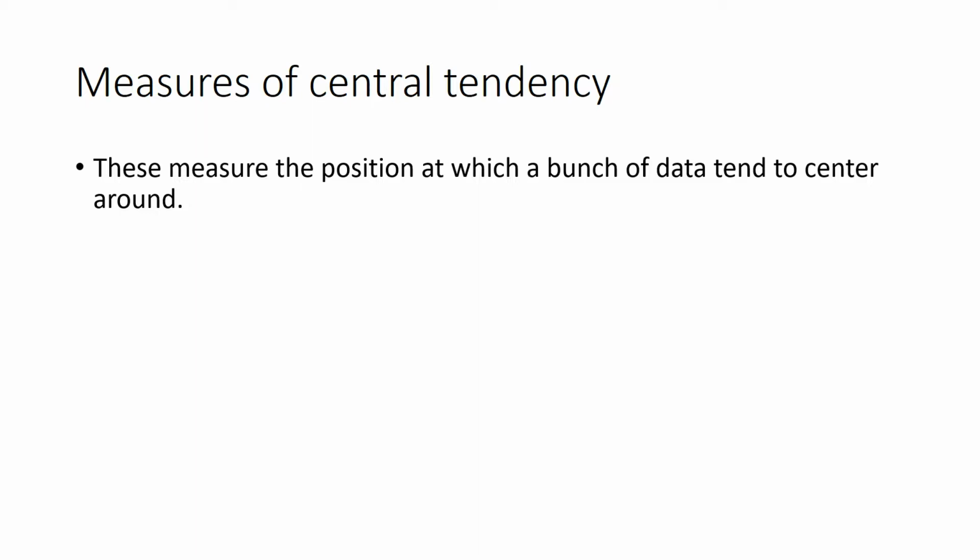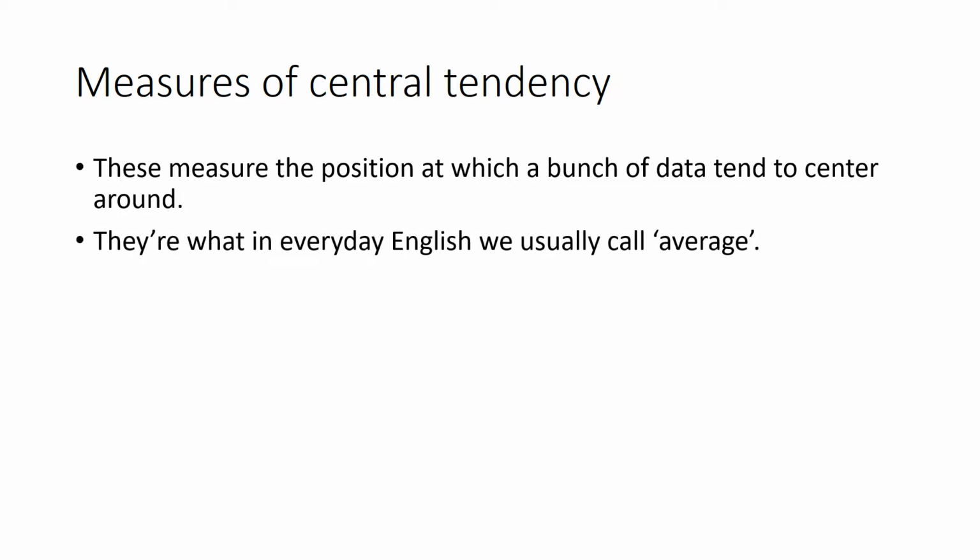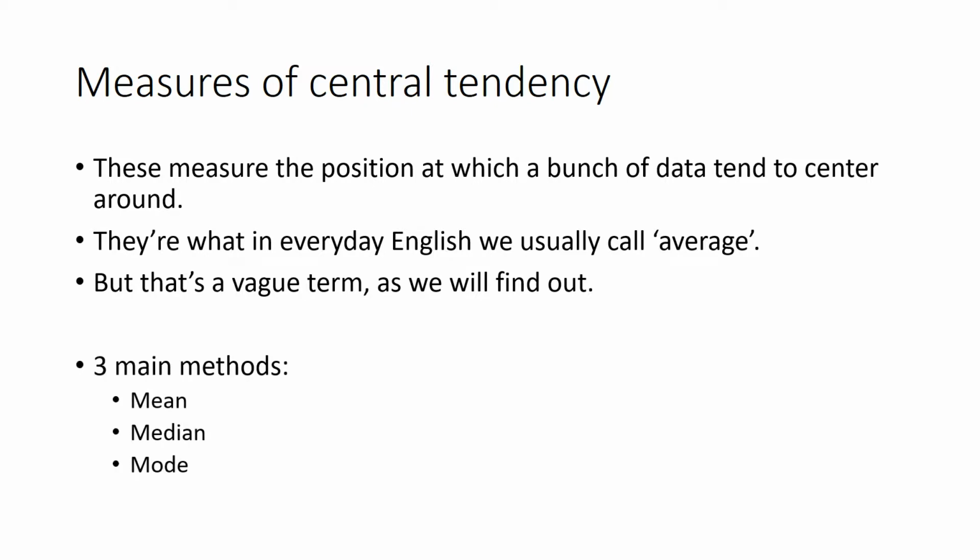Central tendency measures the position at which a bunch of data tends to center around. That's why it gets that name. In everyday English, we would usually call this the average. But in maths, unfortunately, an average is a bit of a vague term, as we'll find out. There are three main ways to do it. They're called the mean, the median, and the mode.